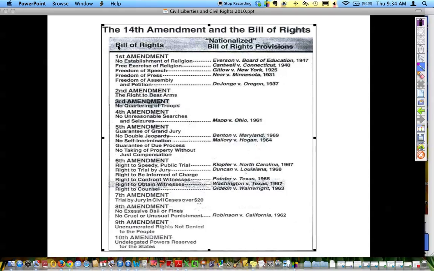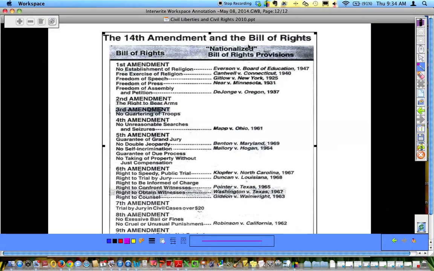This is a chart of the 14th Amendment and the Bill of Rights and how the Bill of Rights over time have been applied to state governments. The very first case, as I said earlier, the Gitlow versus New York case was a freedom of speech case, which made this portion of the First Amendment apply to state governments. The religion case, Everson versus the Board of Education, and I put this in a summary, was the first time that the Supreme Court ever said, yes, this principle that the state cannot sponsor religion also goes to state governments. But remember, it has to be filtered through this 14th Amendment.